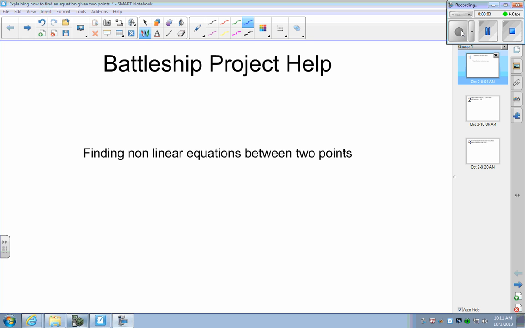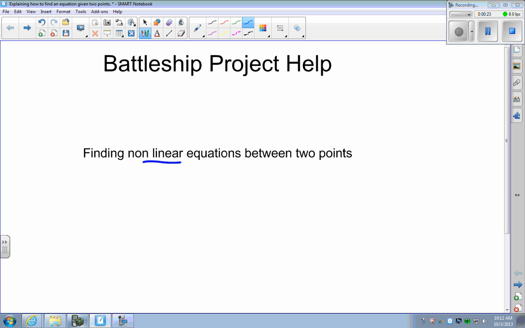This quick video is going to help you guys be able to do some of the problems on your Battleship project. So you're going to be given vertices or points on our functions, and then an additional point that the function goes through, and asked to find an equation between those. So basically we're doing non-linear equations between 2 points. Everybody can do a linear one, but what if you had to connect a parabola, or a square root, or an absolute value? That's what we're going to help you guys out with here.